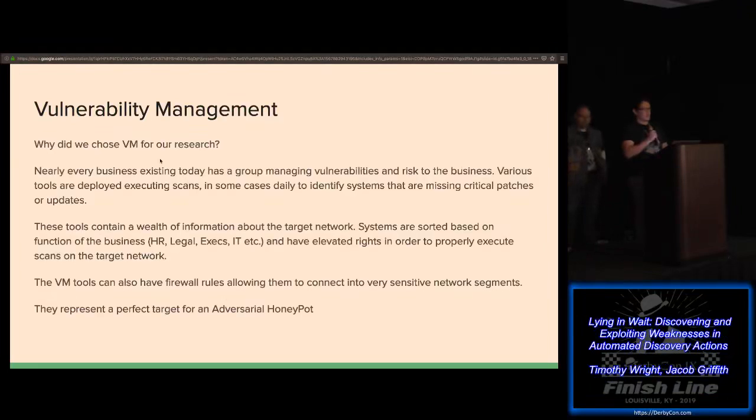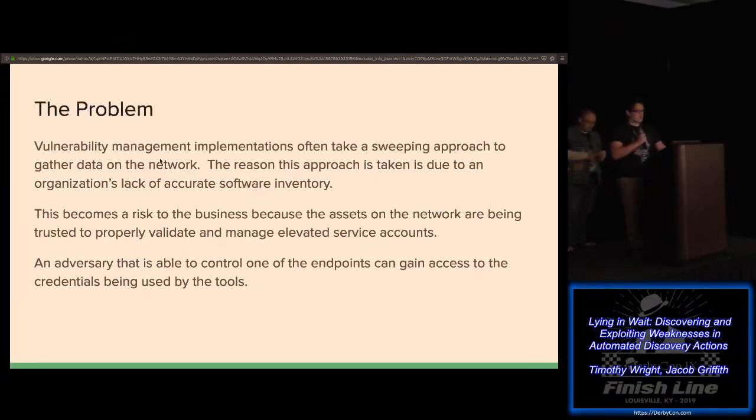So why did we choose vulnerability management as a target for our tool? We chose vulnerability management because, for one, they use service accounts that are elevated, and they also have access across various networks in most cases. They also contain a wealth of information about target networks and can cross over firewalls.